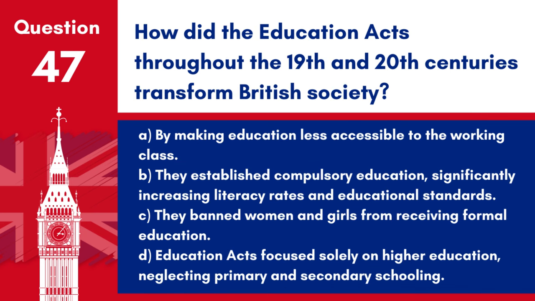Question 47. How did the Education Acts throughout the 19th and 20th centuries transform British society? A. By making education less accessible to the working class. B. They established compulsory education, significantly increasing literacy rates and educational standards. C. They banned women and girls from receiving formal education. D. Education Acts focused solely on higher education, neglecting primary and secondary schooling.